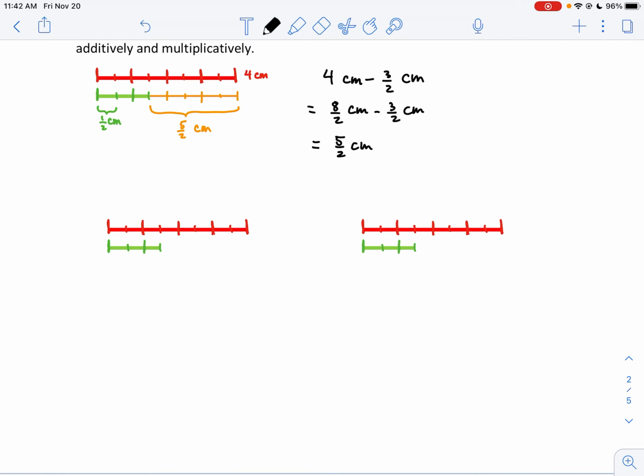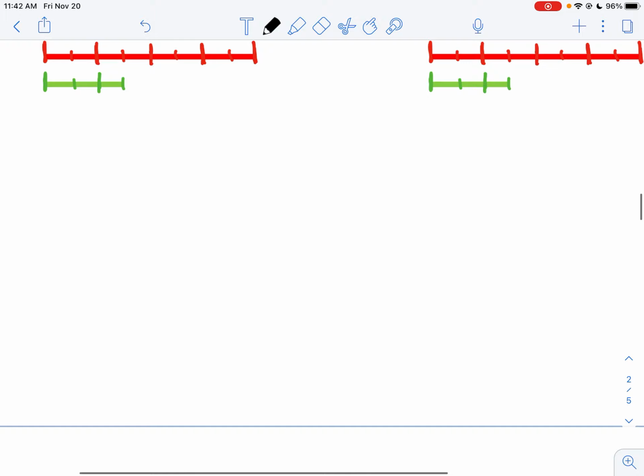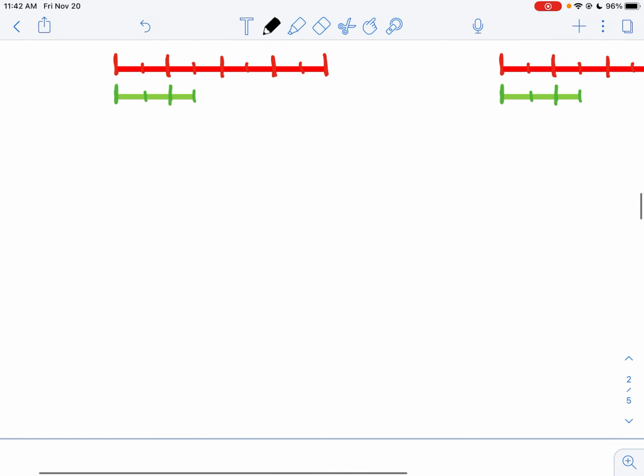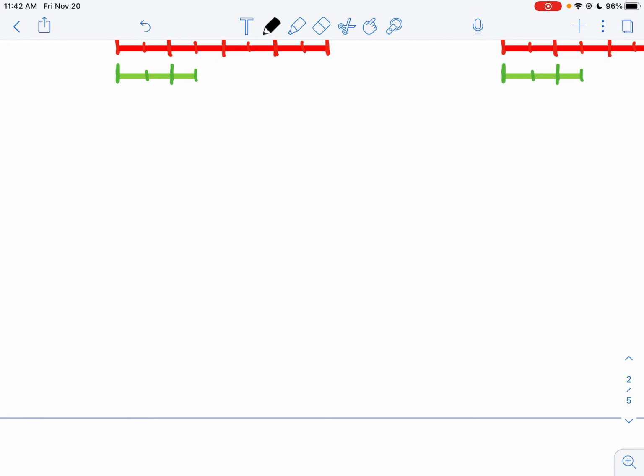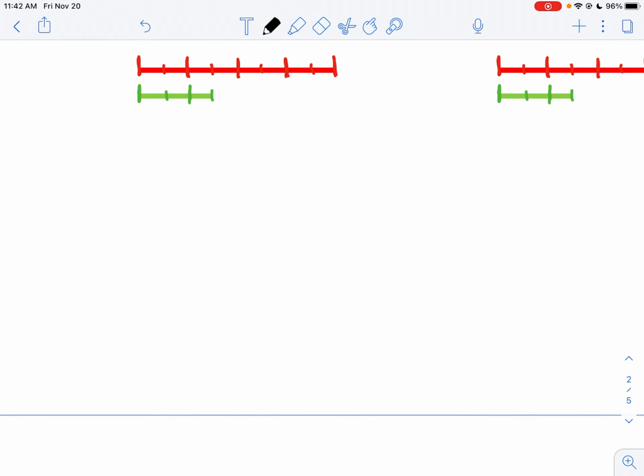Now, if I'm doing multiplicative comparisons, we do division to answer the multiplicative comparison. So let's just do one length divided by the other, and then we'll figure out which drawing it's more appropriate for. So I'm going to do the red length divided by the green length.